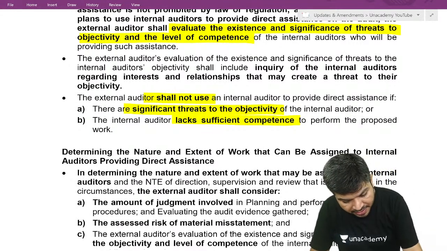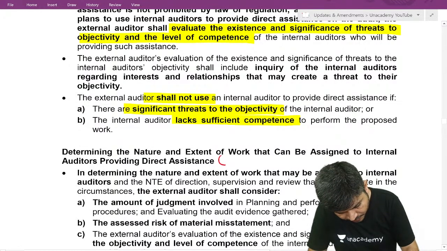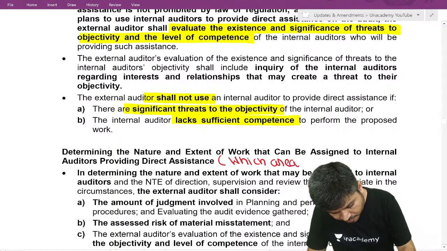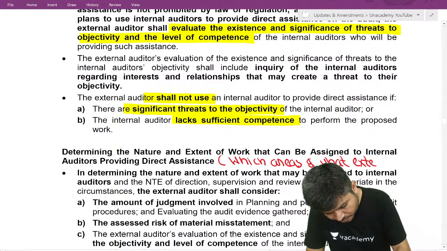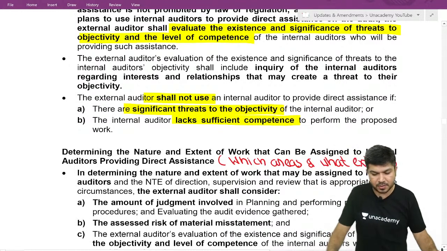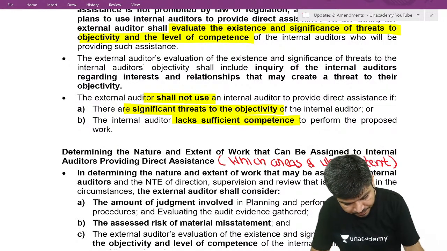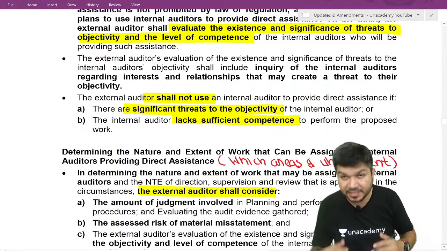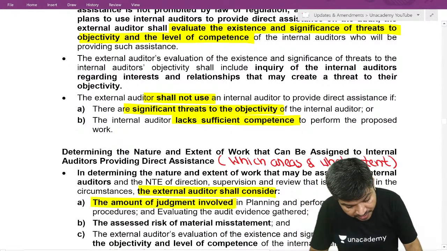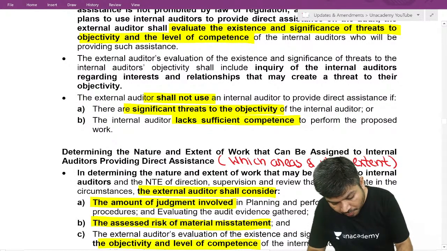Now, determining which areas, to what extent. That was whether. Now, which areas, to what extent we can use the work of the internal audit function. For that, I need to consider the area which I can give them. For that, I need to see the judgment involved, the risk involved, objectivity and level of competence he has.